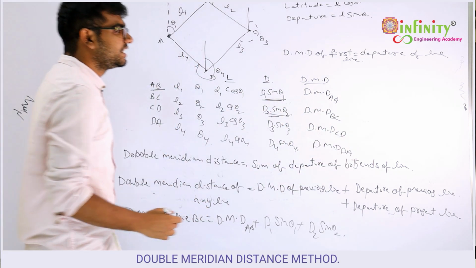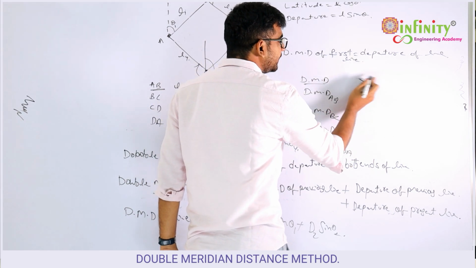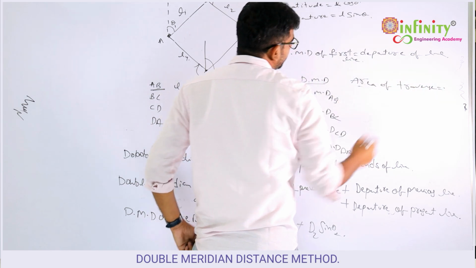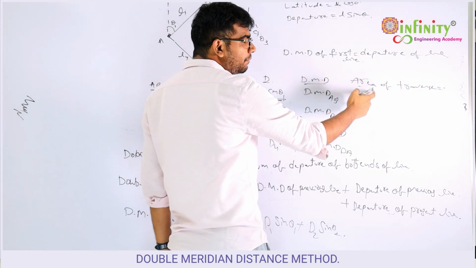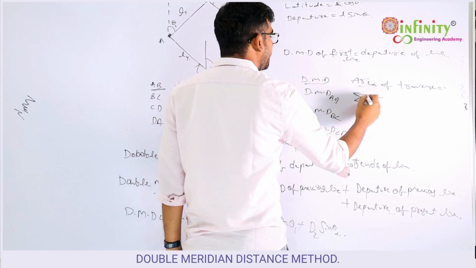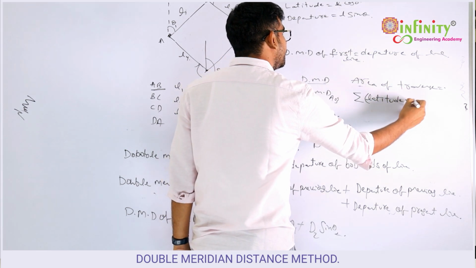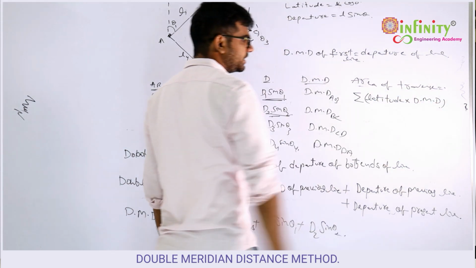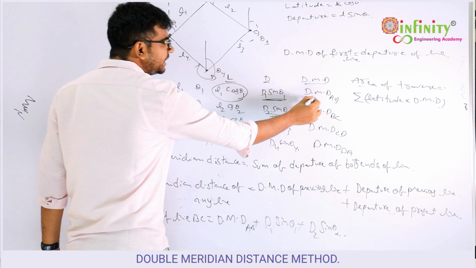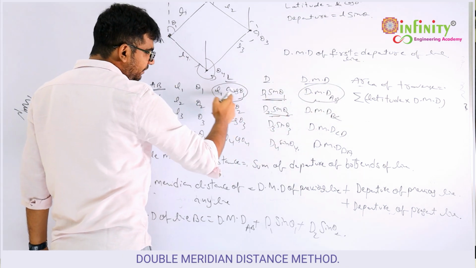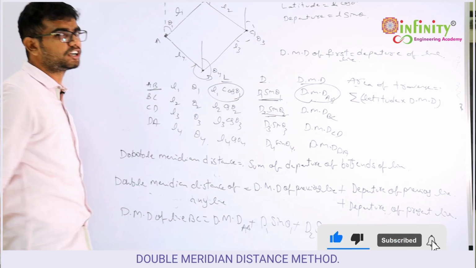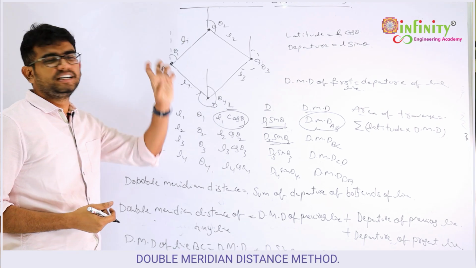After determining all these, you have a formula to determine the area of the traverse. The formula for the area of the traverse is sigma of latitude into DMD of all the lines. That means multiply the latitude of the line with the DMD of the line. Do it for all the lines and take the sum of them. Then you will get the area of the traverse. So that is the double meridian distance method.